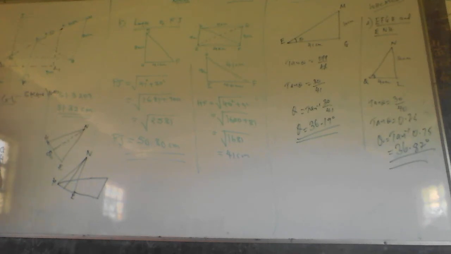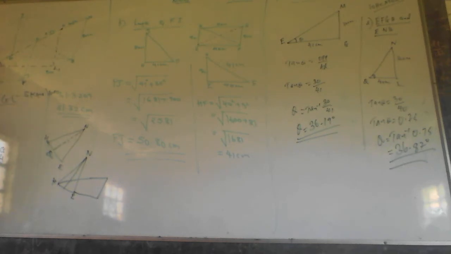What is the value? Which dimension do we know? FG, which is the same as EH, and that is 9 centimeters. Any other? Do we know FL? Yes. FL is the same as GM, which is 30 centimeters. So this is the angle we are looking for. So this becomes our opposite, and this is the adjacent.